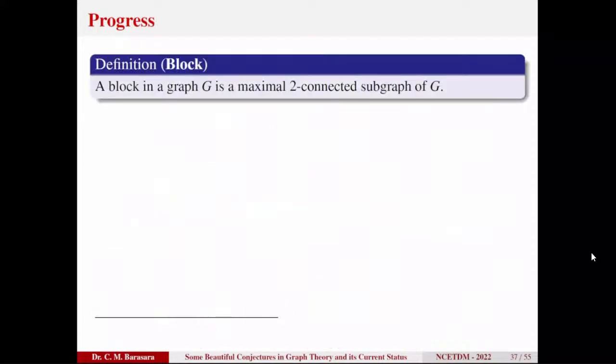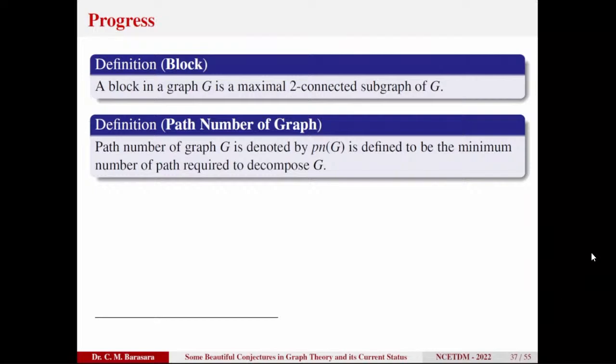To understand the next result, we need a definition of a block. A block in a graph G is a maximal 2-connected subgraph of G. And the path number of graph G, denoted by pn(G), is the minimum number of paths required to decompose G.